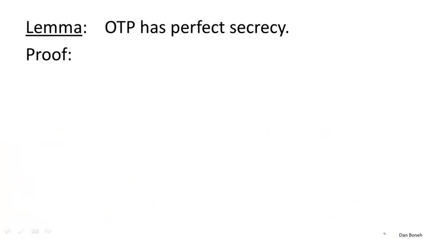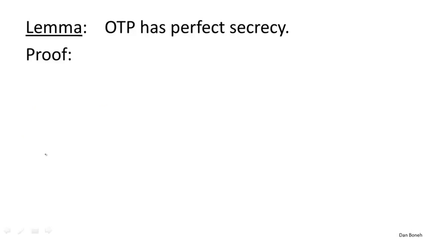Now that we understand what perfect secrecy means, the question is, can we build ciphers that actually have perfect secrecy? And it turns out we don't have to look very far. The one-time pad, in fact, has perfect secrecy. This is Shannon's first result, and I want to prove this fact to you. It's a very simple proof, so let's go ahead and look at it.